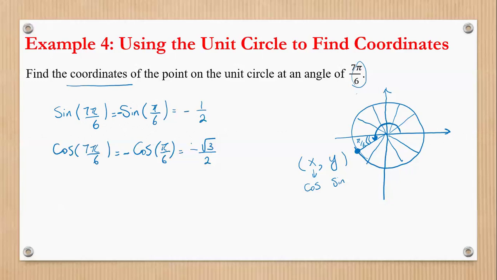Now, if you are writing the coordinates of the point, instead of x and y, we put cosine and sine. X is the cosine, which is negative root 3 over 2. Y is the sine, which is negative 1/2. And these are the coordinates of that point on the unit circle for angle 7 pi over 6.